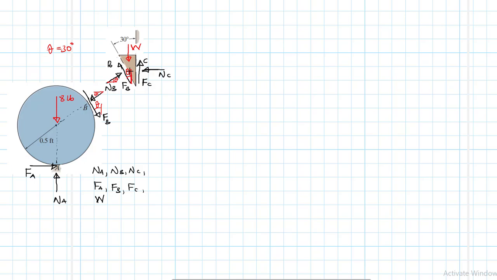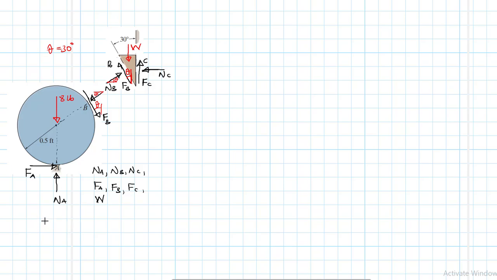Right. And we don't even expect it to undergo any tipping or toppling over, right? But for the cylinder, there is potential for it to undergo rotations. Anyways, we have for the cylinder 3 equations of equilibrium, and then for the wedge we only have 2. So in total we have 5 equations of equilibrium. Therefore we need 2 more equations for us to solve these unknowns.